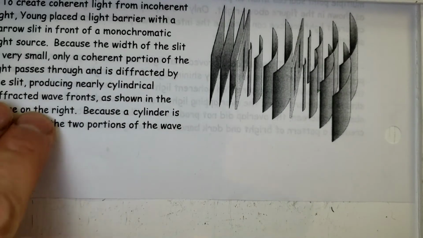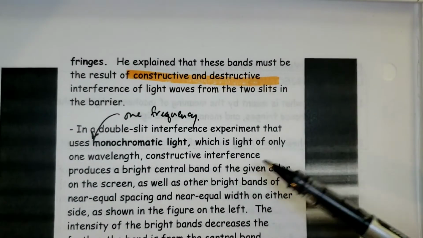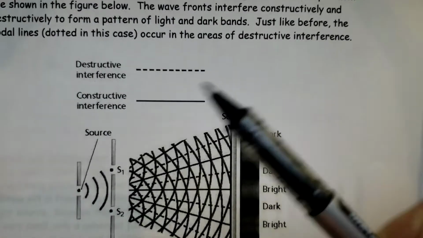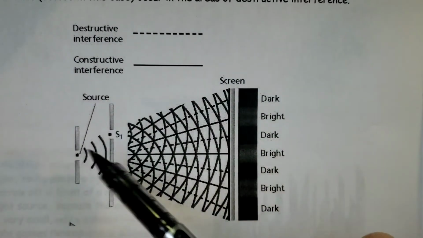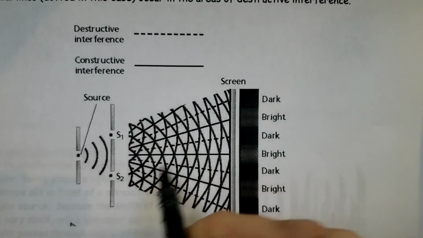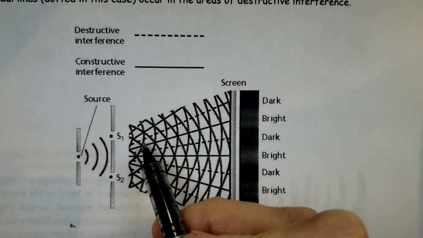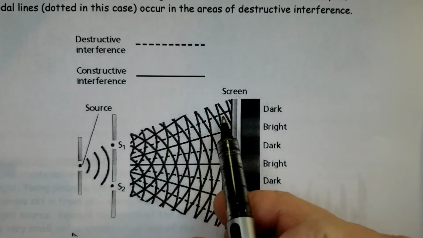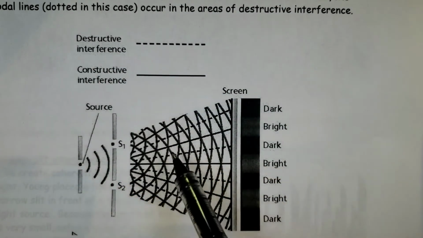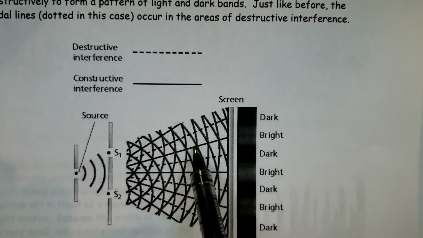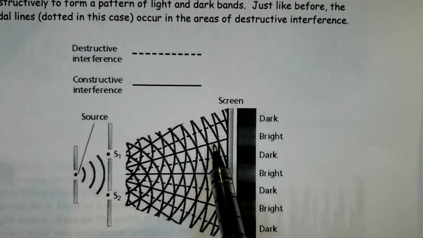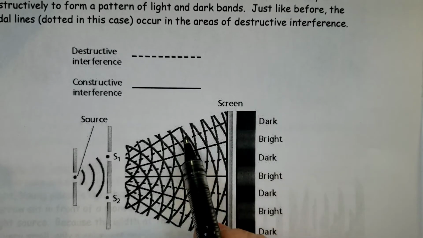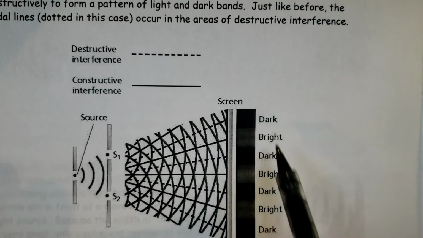So the pictures that we saw over here, what that is showing is the resulting pattern of something that we've seen before. So very similar to water waves. We have the overlap here where a crest meets a trough. We have destructive interference, which in this case is symbolized by the dotted line. And we have constructive interference where crest meets crest and trough meets trough. Where we have constructive interference, we get a bright area, and where we have destructive interference, dark.